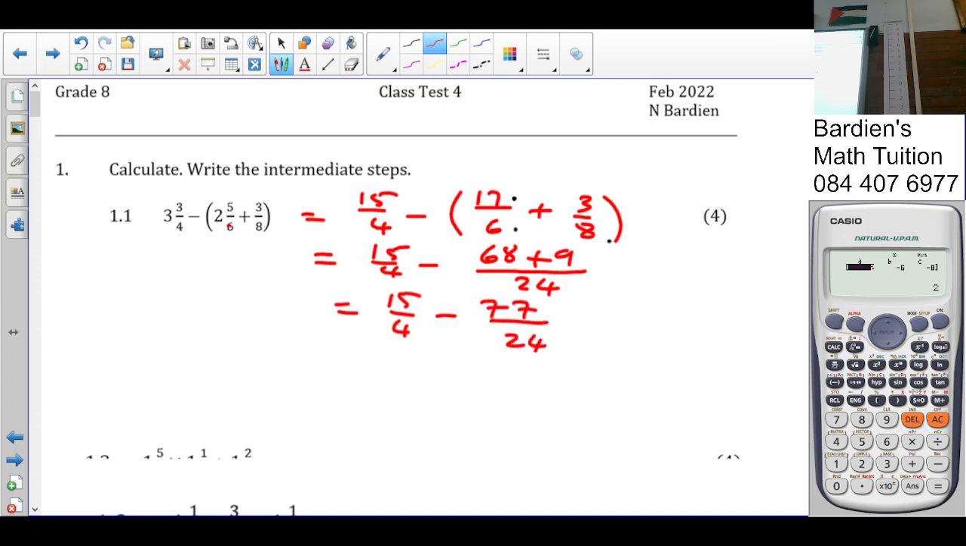over 24. So what's my LCM now? 24. So I will multiply this by 6. 6 times 15 is? 6 times 15, 16. No. 6 times 15 is 90. Minus 77. What's 90 minus 77? 13 over 24. Okay, any issues there? What's the confusion here?